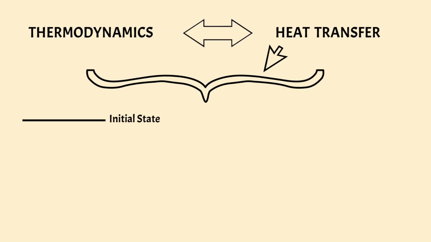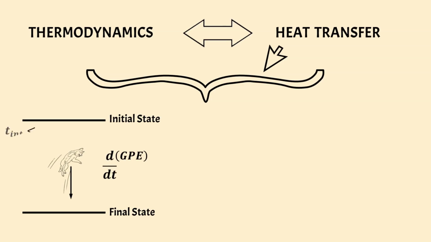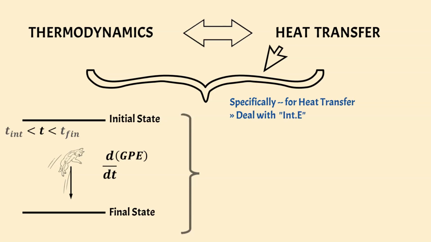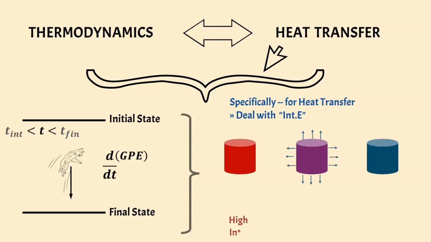Think of a falling object. The rate of change of gravitational potential energy matters. Similarly, in heat transfer, we're focused on the rate of change of internal energy. Thermodynamics tells us why heat moves and by how much, while heat transfer asks, how fast. This distinction is crucial for designing heat exchangers, insulators, and thermal management systems.